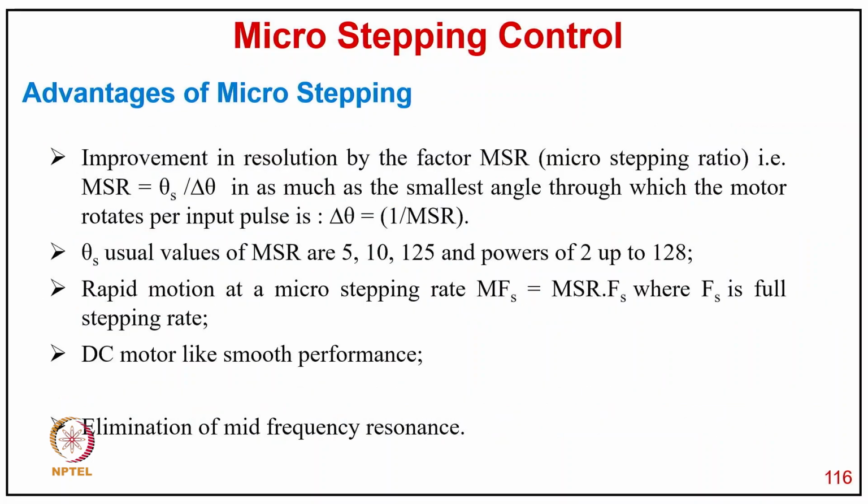Coming to the advantage of micro stepping, there is an improvement in resolution by a factor of MSR, the microstepping rate, that is MSR equals theta s upon delta theta, in as much as it is the smallest angle through which the motor rotates for a unit impulse pulse. So delta theta is theta s upon MSR, and usual values of MSR are 5, 10, 125 and up to the power of 2 up to 128. The rapid motion at microstepping equals MSR into Fs, where Fs is the full stepping rate, and it gives a DC motor like smooth performance and elimination of mid-frequency resonance.